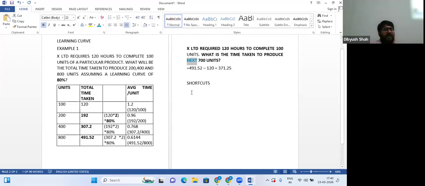So first of all, I need to calculate 100 plus 700, the total time needed to make 800 units. That is 491.5. Now, the first 100 units were made in 120 hours.